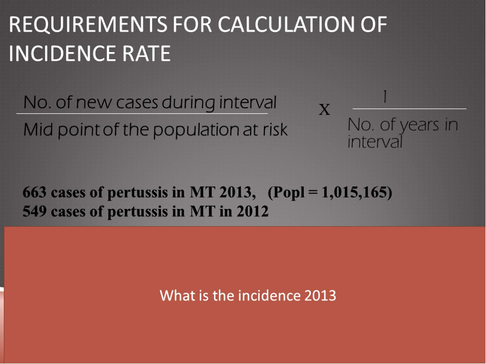And here is our formula. So let's take an opportunity to do a calculation together, and we will try to calculate the incident rate of pertussis or whooping cough in Montana in 2013. So it would be the number of cases divided by the population, and if we do our math, we would come up with an incident rate.